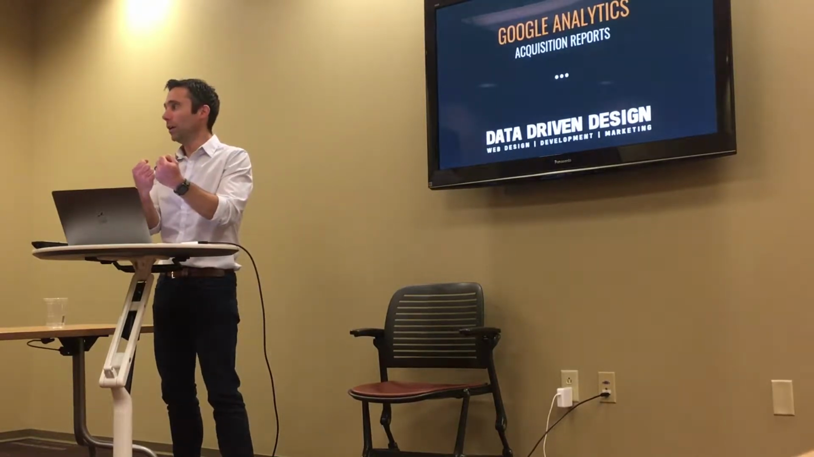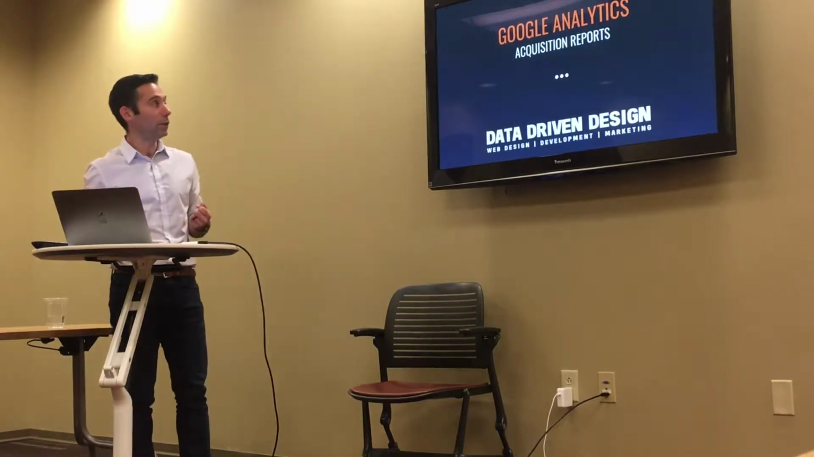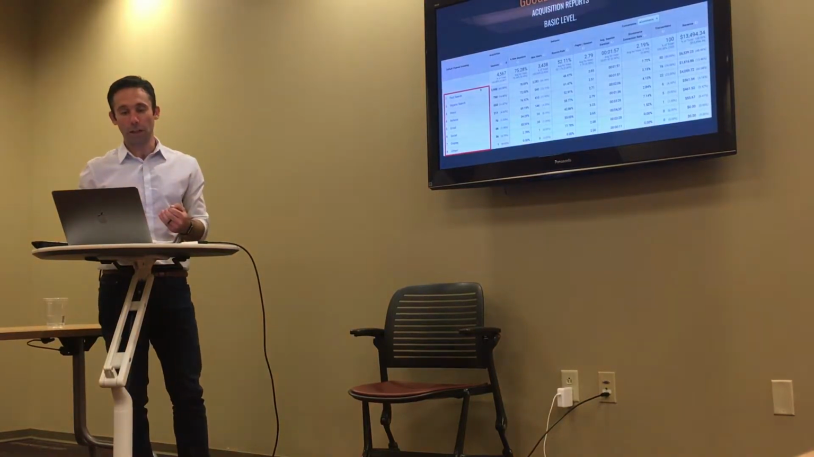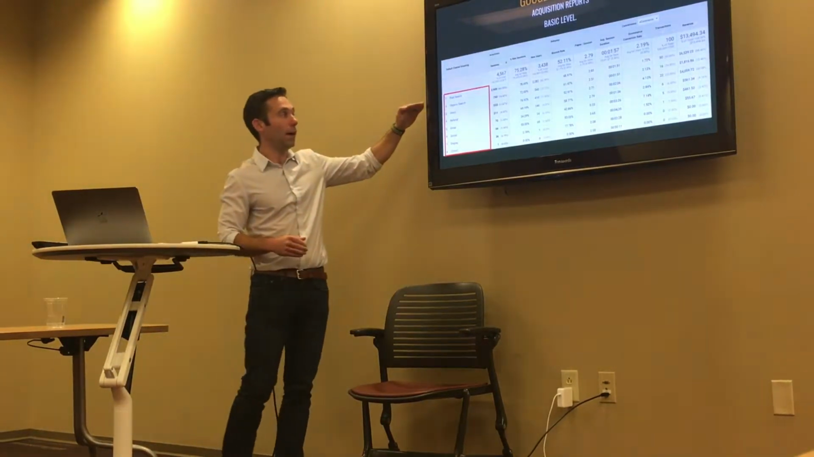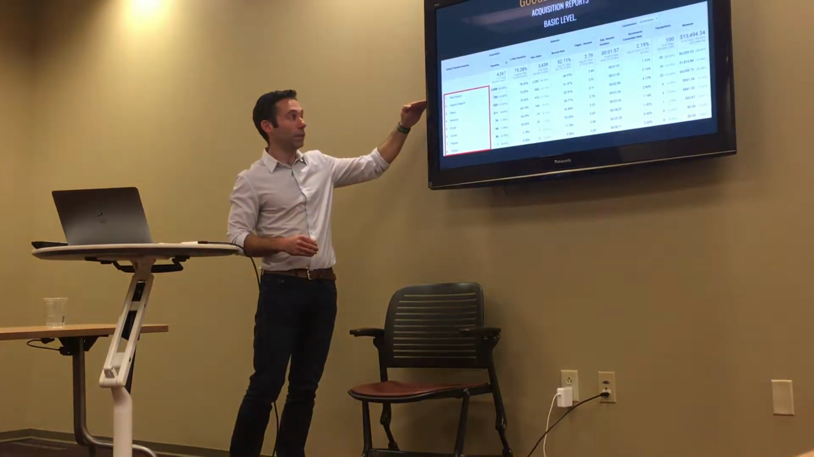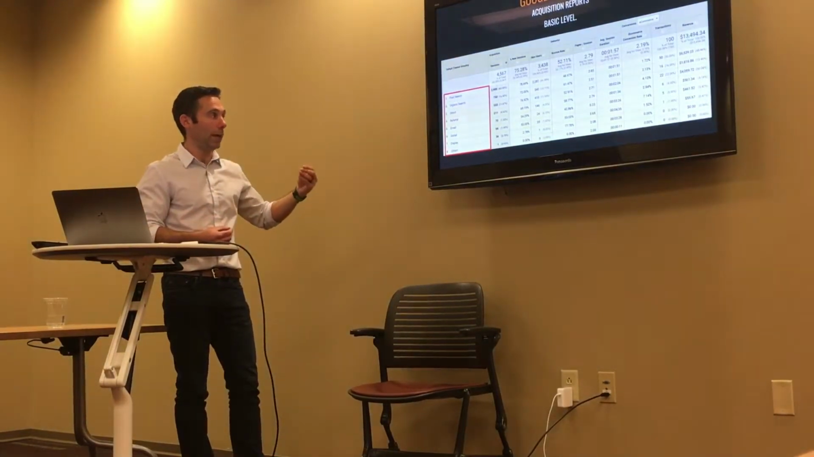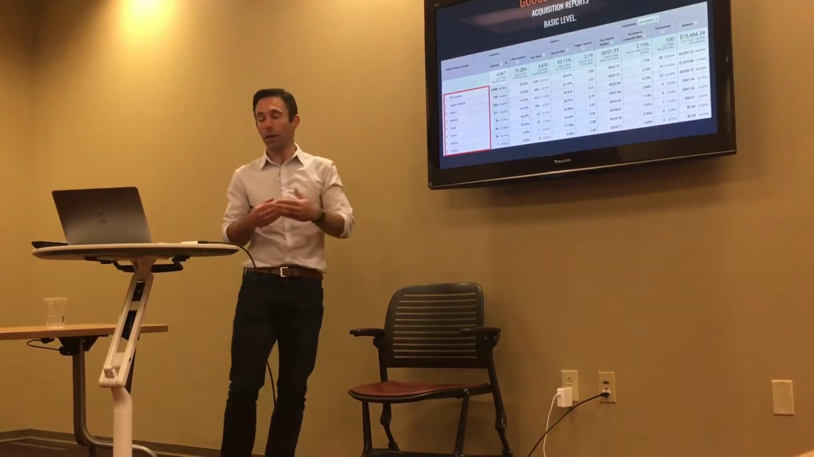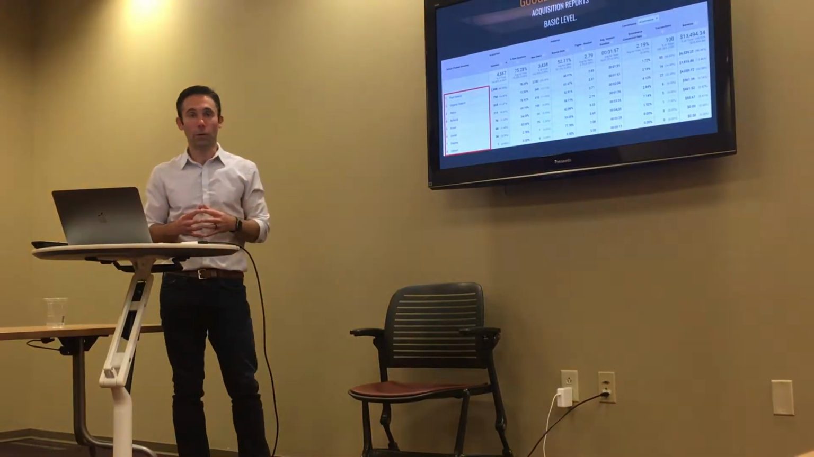So you can track that, and then you can see it in your acquisition reports, which you'll find under acquisition, then all traffic, and then channels. You'll see this view where you can see, at a high level, paid search, which includes everything where you would pay for a click, so Google, Bing, all of those networks. Organic search, which is your SEO on Google and Bing. Direct, which is people directly typing in your web URL.